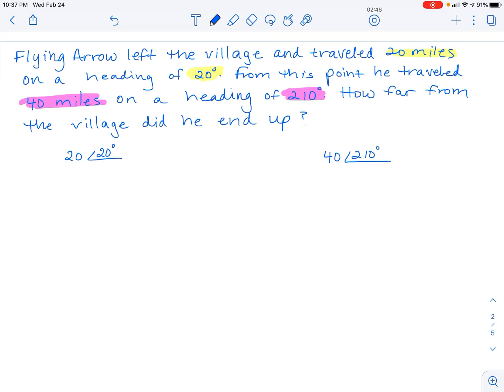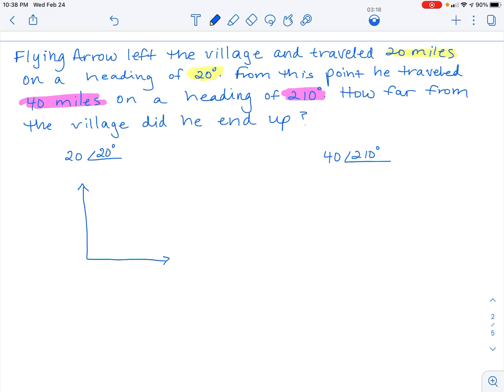Now, what we're going to actually solve here is every direction that Flying Arrow traveled. So we're going to identify how far north he went, or south, or east, or west. Okay, and so let's start with the very first vector here. We have 20 and 20 degrees. I know that both of those are going to land in the first quadrant, so I'm just going to draw the first quadrant here.